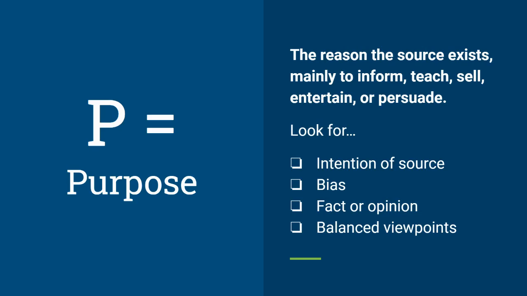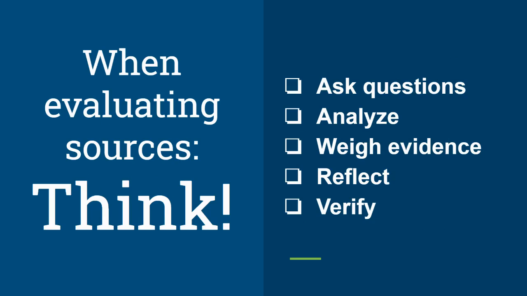You want to look for any bias, and that is very clear in the biased language that you can look for. You want to make sure that there's facts and not necessarily only opinions presented, and then you want to look for a balance. So the main idea you have to think about when you are evaluating sources is, just think. You've got to use your brain. You have to ask questions and analyze. You have to weigh the evidence in the source. And then you have to verify whether the information is correct or not, because it isn't always.